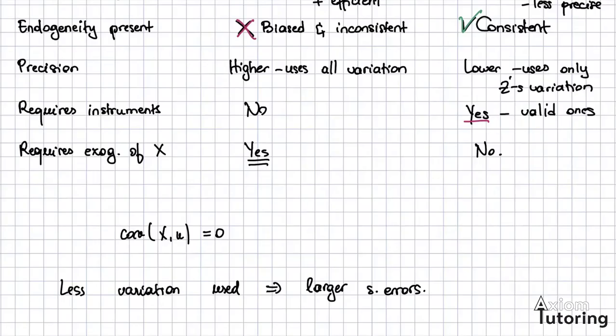Keep in mind, a weak instrument barely moves X, so the IV is left with almost no variation to work with, so obviously standard errors will explode, and that is a situation you would never want to find yourself in, especially when you know that you have endogeneity present.